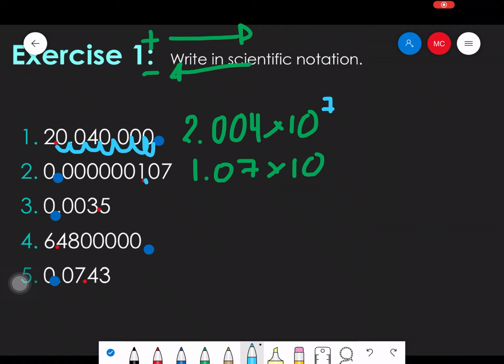I need to move that red point into the original one, which is the blue one. So count 1, 2, 3, 4, 5, 6, 7. I had to move it 7 times, but I moved to the left.